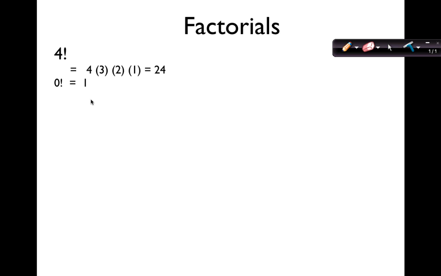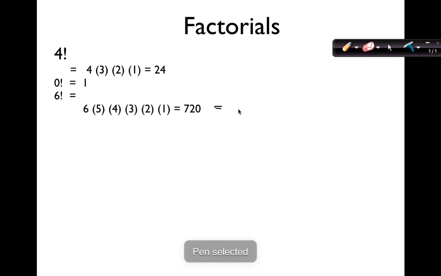Okay, going on. 6 factorial equals 6 times 5 times 4 times 3 times 2 times 1, which is 720. Notice that that also equals 6 times 5 times 4 factorial. In any factorial, every lesser factorial is a factor of it. So within 6 factorial, 3 factorial, 4 factorial, 5 factorial, and 2 factorial are all factors. Notice that?